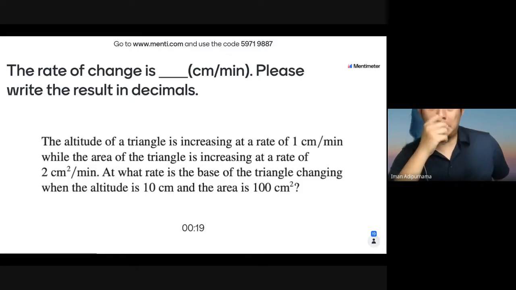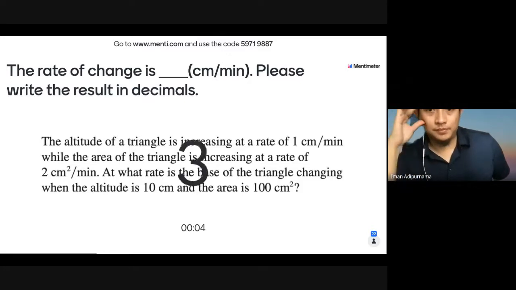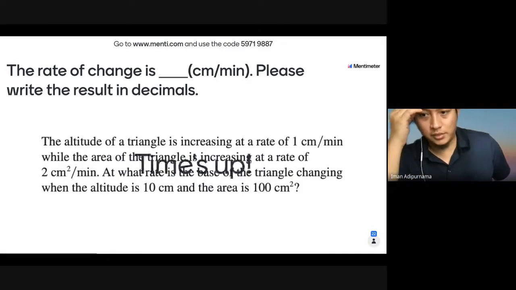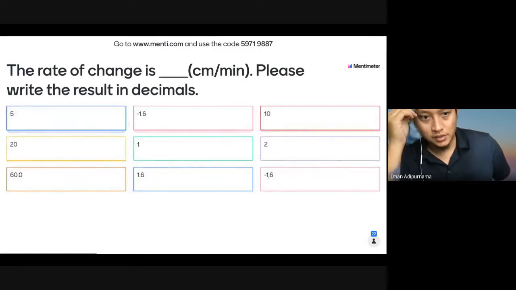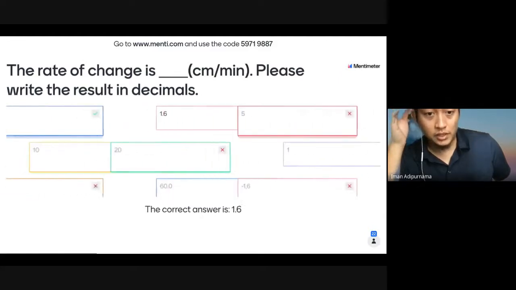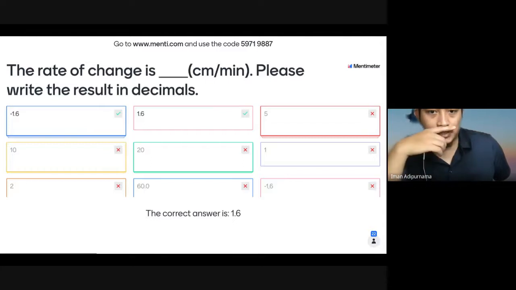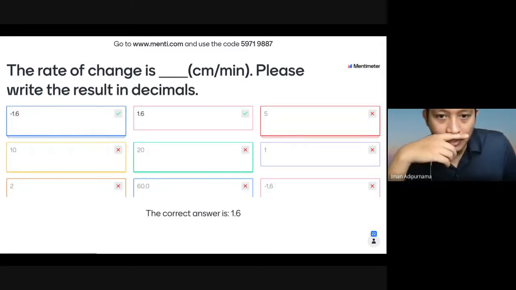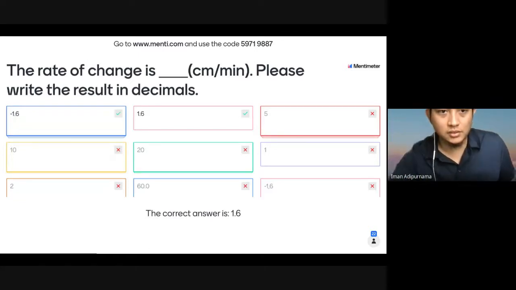Okay, 20 seconds. Also check how much time you need to finish questions like this. 3, 2, 1. Yeah, 1.6 or negative 1.6 is also correct. I put the answers. 1.6, yeah. Okay, sorry if you write it with a comma. I should prepare the comma answer too. Okay, sorry.